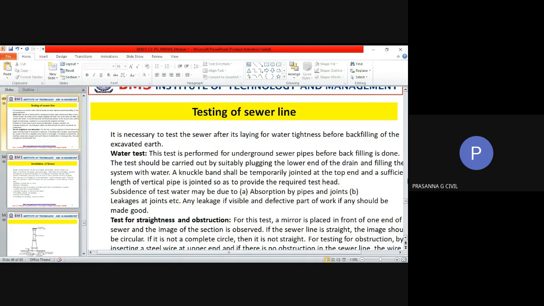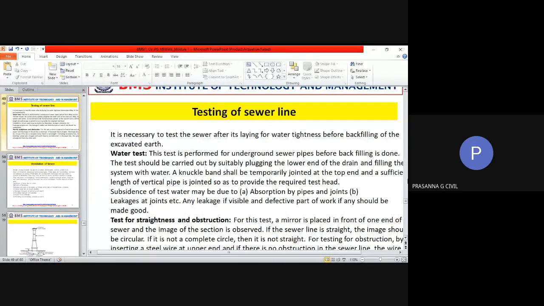and you can look for seepage. So if you are trying to do it between one manhole and another manhole, say at every 100 meters or 200 meters you have a manhole, the lower end manhole, the outlet of that manhole, will be shut. So the sewer pipe runs continuously through these manholes.